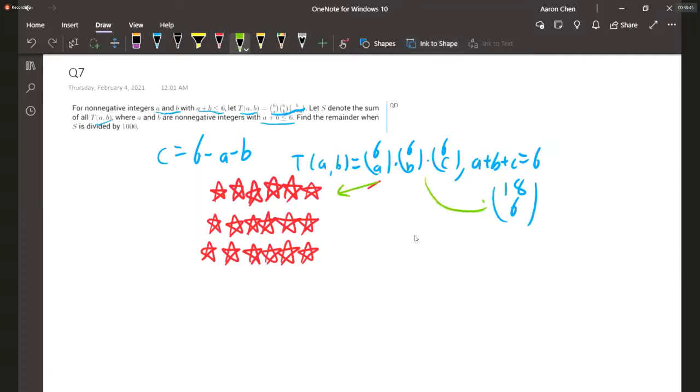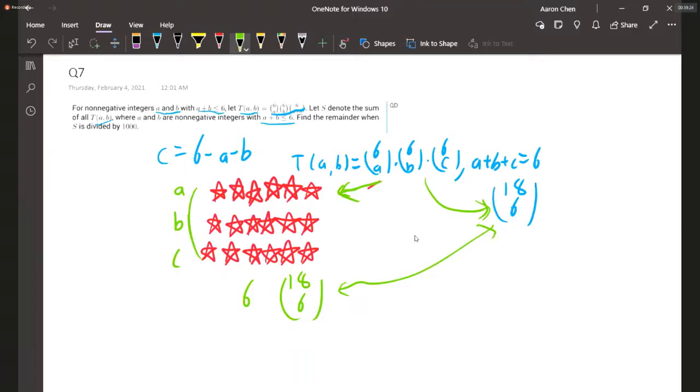Basically, you can apply a generalized version of Vandermonde to 6 choose A times 6 choose B times 6 choose C such that A plus B plus C is equal to 6, and that can directly give you the answer of 18 choose 6. And if you don't already know it, then you can just take this 6 by 3 grid, choose A stars from the first row, B stars from the second row, and C stars from the third row. And you're basically taking out a total of 6 stars from these 18 stars. And so that's just equal to 18 choose 6.